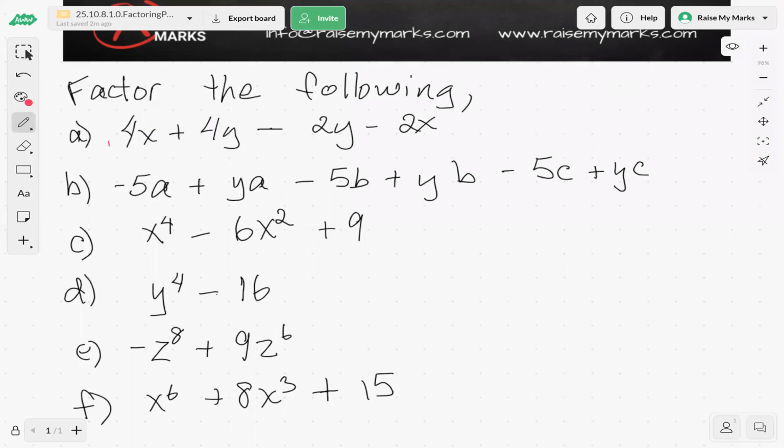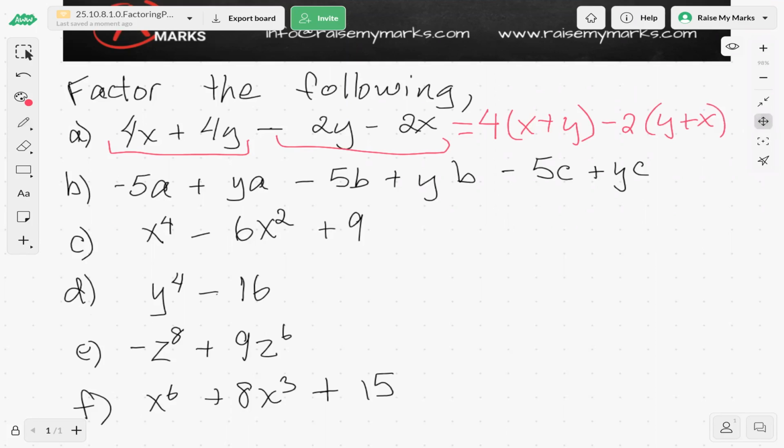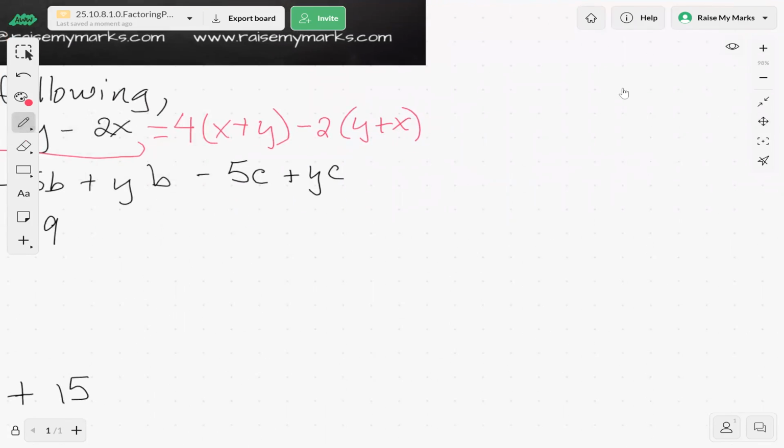Things are grouped quite nicely at present. In the first two terms, you can factor out a 4, and we're left with 4 times x plus y. In the second two terms, we can factor out a negative 2, and we're left with y plus x, or x plus y. Let's scroll over. So we have 4 times x plus y minus 2 times x plus y.